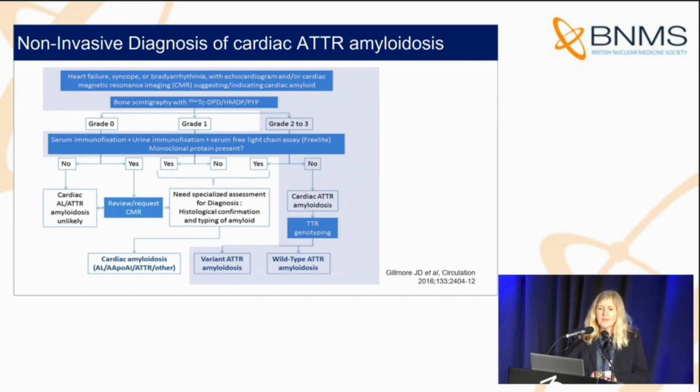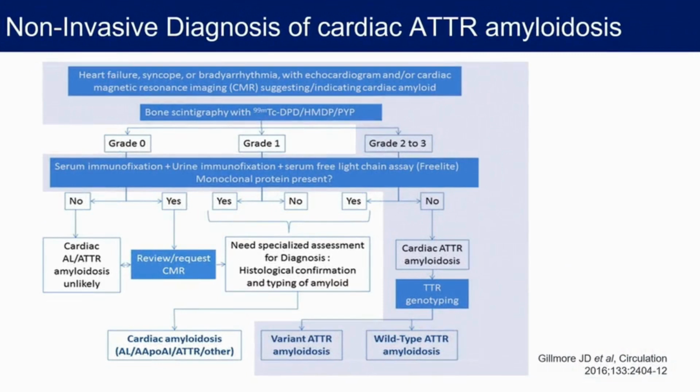So we can use this algorithm to help us determine who needs a biopsy or not. And so if a patient has heart failure symptoms and they have an echocardiogram or CMR, which is suspicious of cardiac amyloidosis, they should then go on to have a DPD scan. And we can see here that this may be grade 0, grade 1, or grade 2 to 3. At this point, if the patient has a positive scan, they need to go on to have serum immunofixation and urine immunofixation and serum-free light chains.